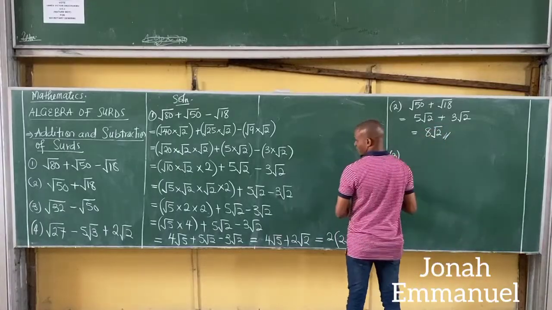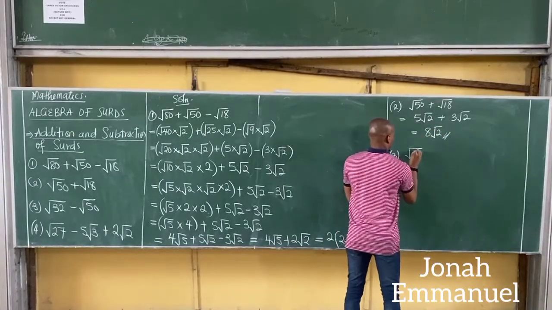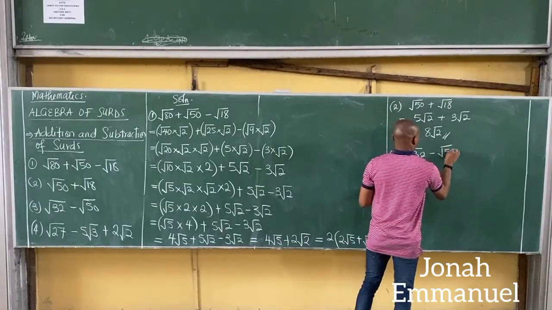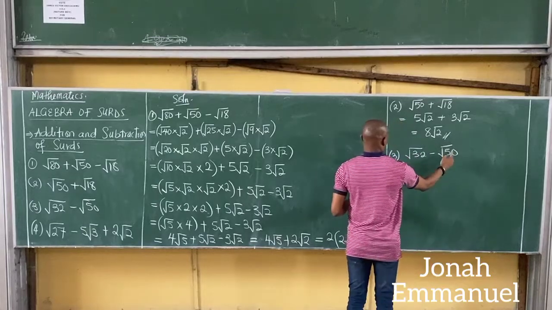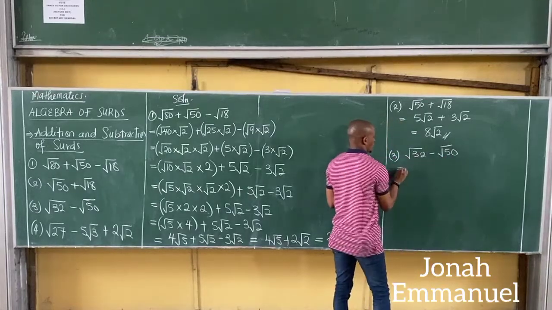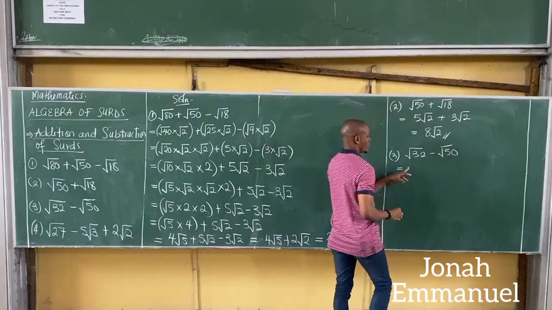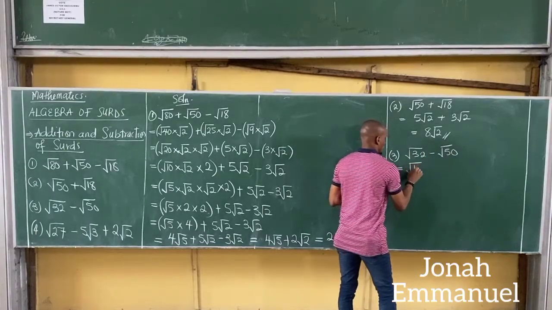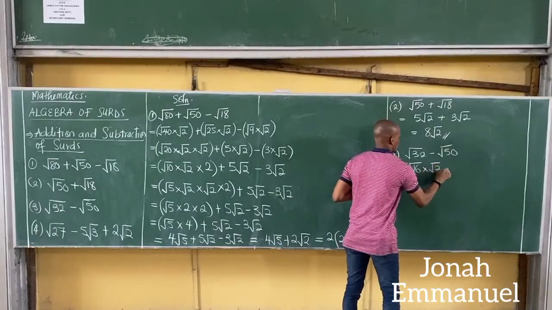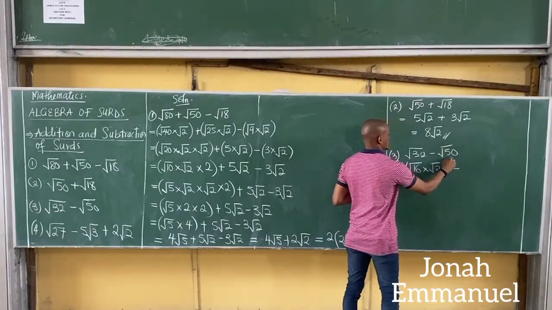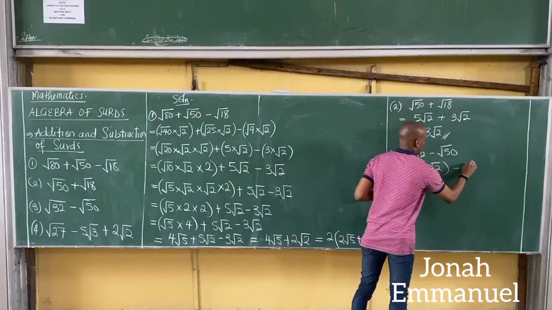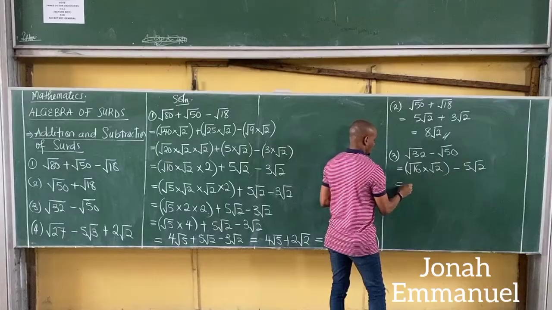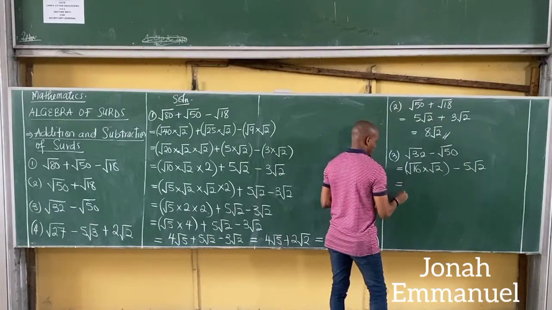About 3, what do you have there? Root 32 minus root what there? 50. I have the value for this. I just have it for the 2. What's the basic form of root 32? That becomes what there? Root 16 times root 2 minus, we got this as what there? 5 root 2. Is now equal to what? 16. That gives you 8.